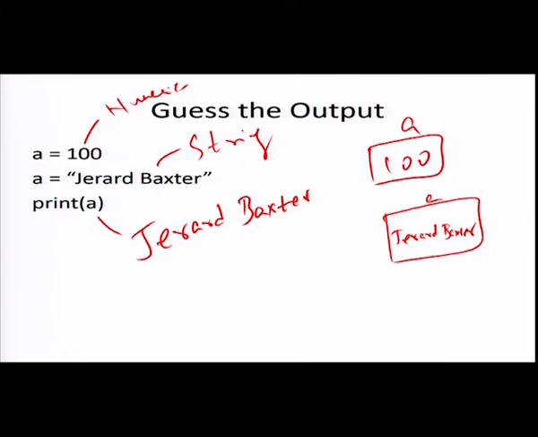In the initial state, if you had this print a before this Gerard Baxter, definitely 100 would have printed. But now this a, this memory, got replaced with the string Gerard Baxter. So when I print a, Gerard Baxter will get printed instead of 100. This is the specialty available only in this particular language, Python.